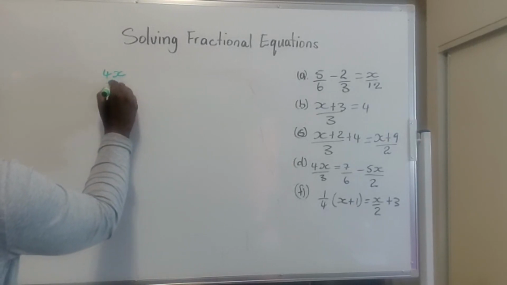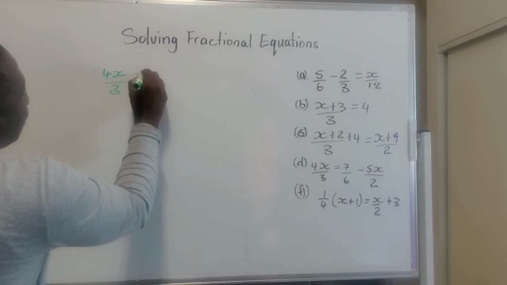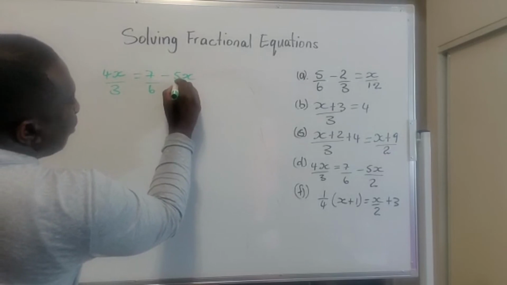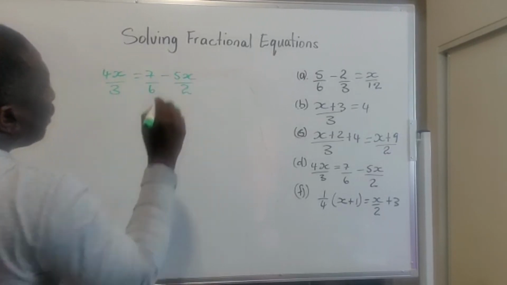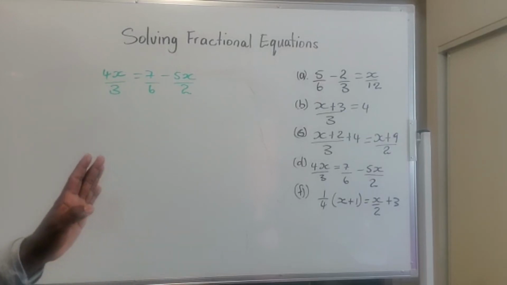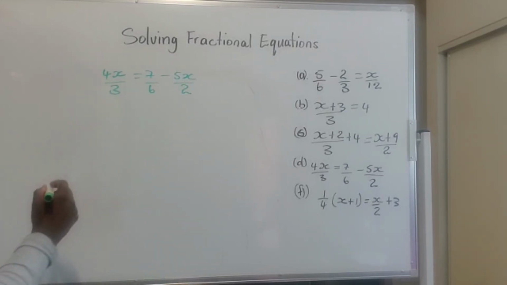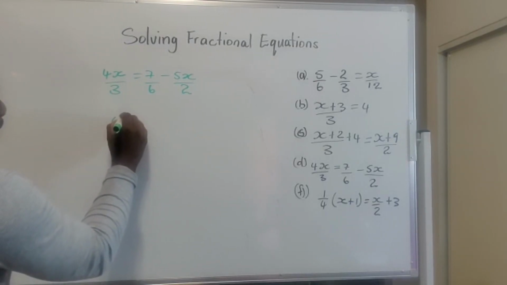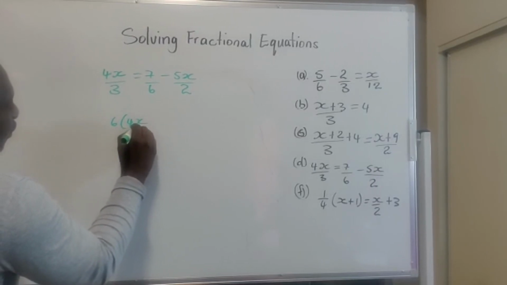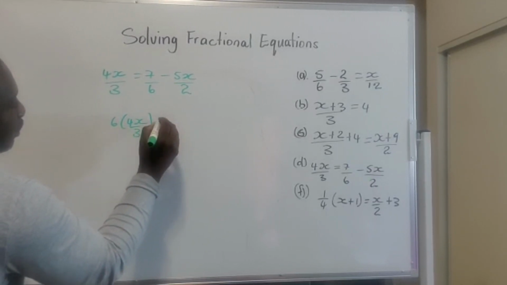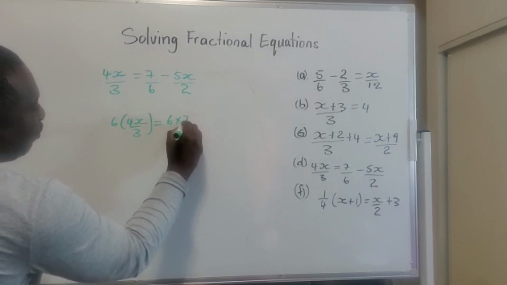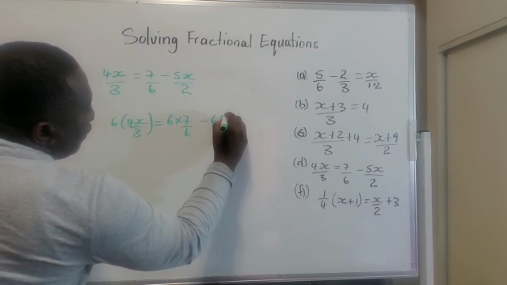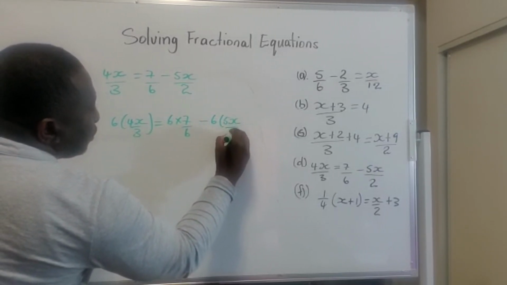Next one is 4x all upon 3. I'm using small numbers here, guys. Equal 7 over 6 minus 5x all upon 2. Again, we're looking for the lowest common denominator. In this case, we can use 6. Hence, let us write our problem as 6 times 4x over 3 equal to 6 times 7 over 6 minus 6 times 5x all upon 2.